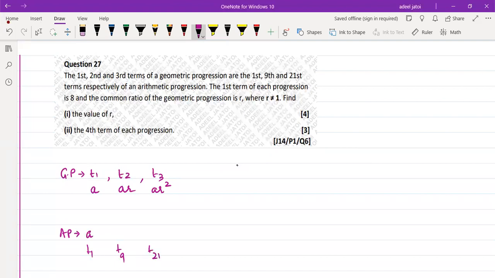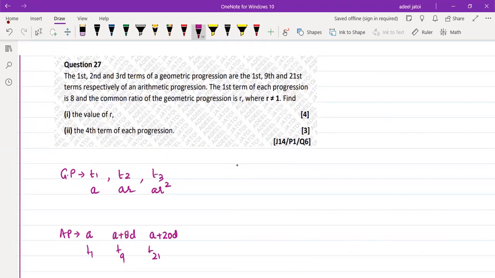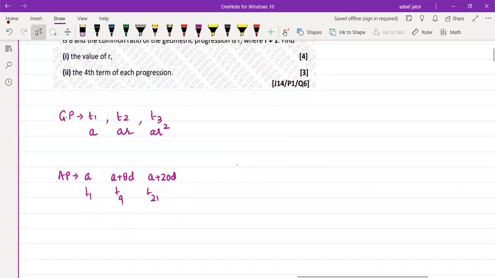So this should be A. Term 9 is A plus 8D, and term 21 is A plus 20D. Most importantly, the question says the first term of each progression is 8, and the common ratio of the geometrical progression is R, which is not equal to 1. Find the value of R. So the question clearly wants us to find the value of R.